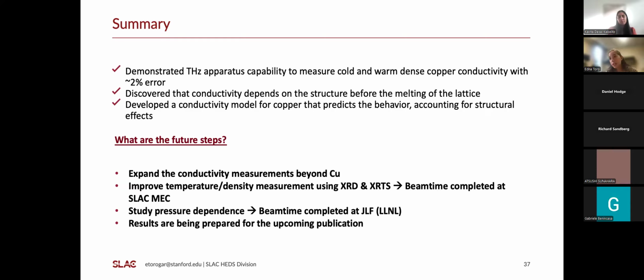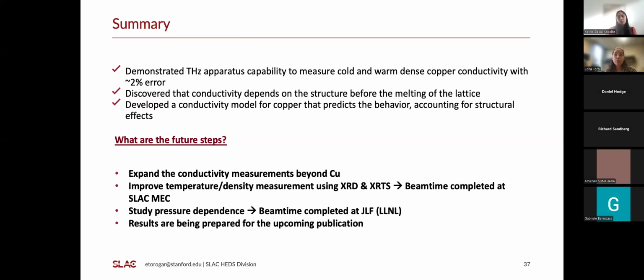Now, as I mentioned in the past, one limitation that we have is that the temperature and density are not measured, they are calculated through models. But we could potentially improve this by doing direct measurements using XRD and XRTS. This is something that my mentor, Ben, has been looking at, and he has already completed a beam time at MEC in SLAC in order to do this type of measurement.